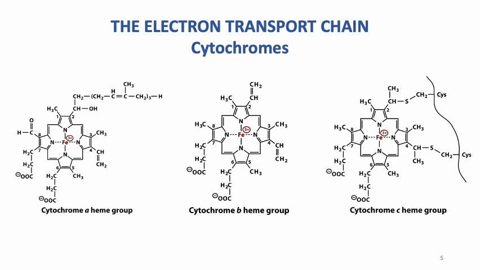Another difference is how these porphyrin rings are attached to the proteins, because they could be attached non-covalently or they could be attached covalently, as you see in the case of the cytochrome C heme group.